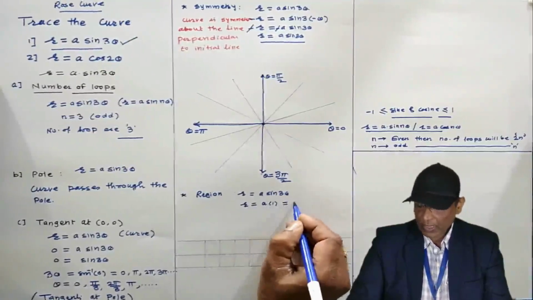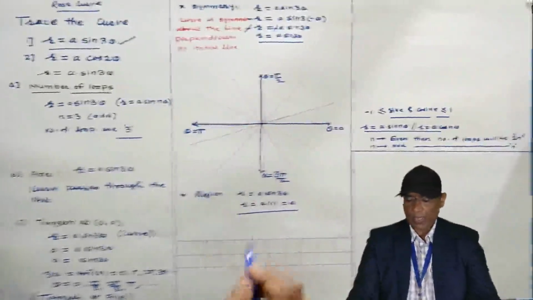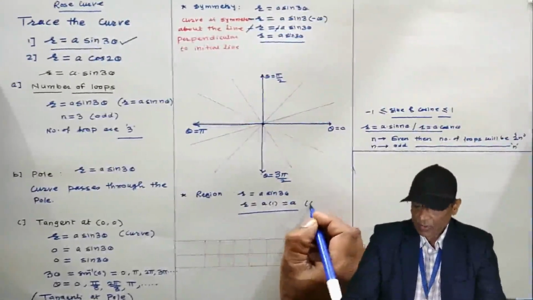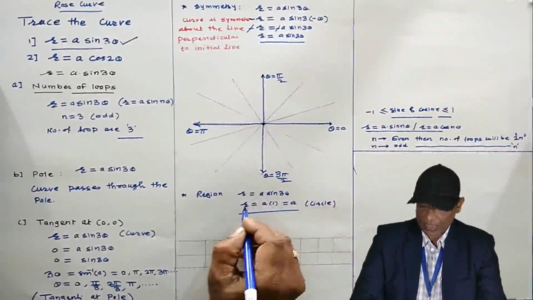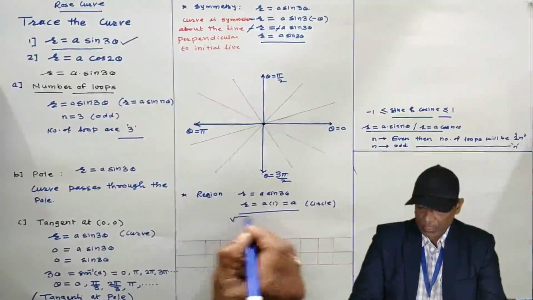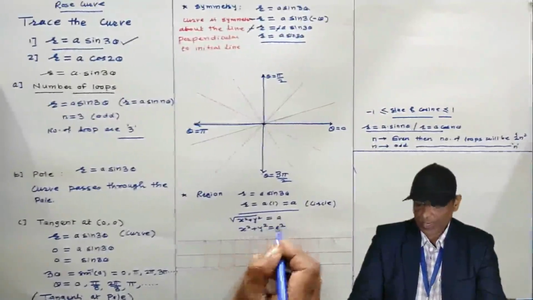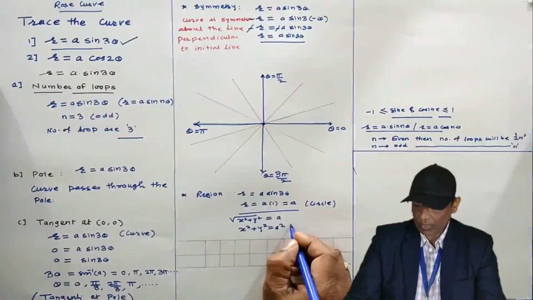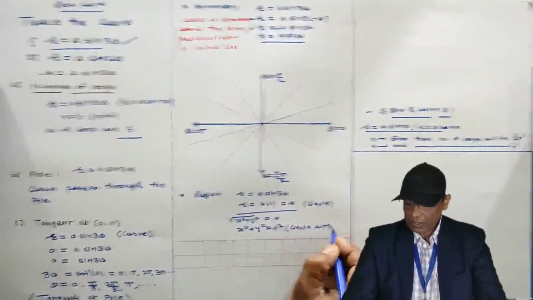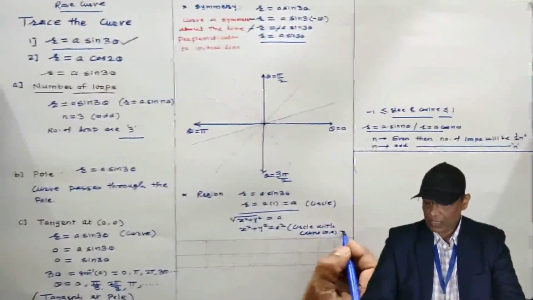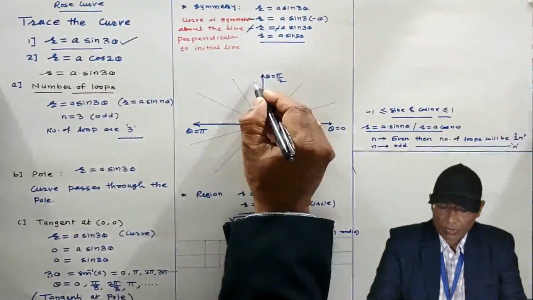So r equal to a is the region in which a curve will lie. r equal to a is a circle of radius a. See, r is the square root of x squared plus y squared. If I take the square of both sides, x squared plus y squared is a squared. This is the circle with center (0, 0) and radius a, and this is the region of this curve.